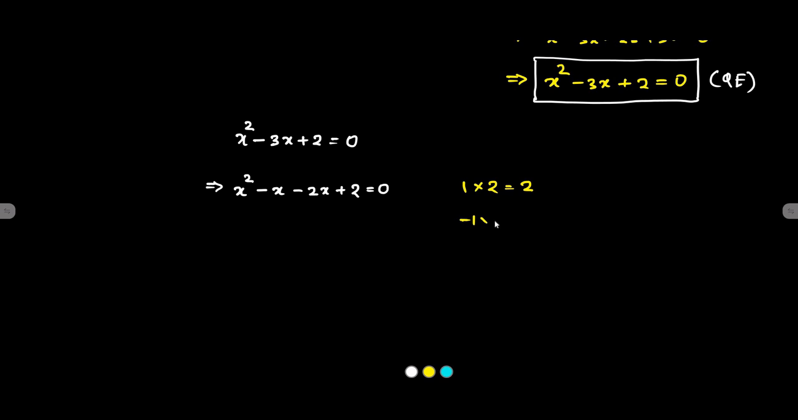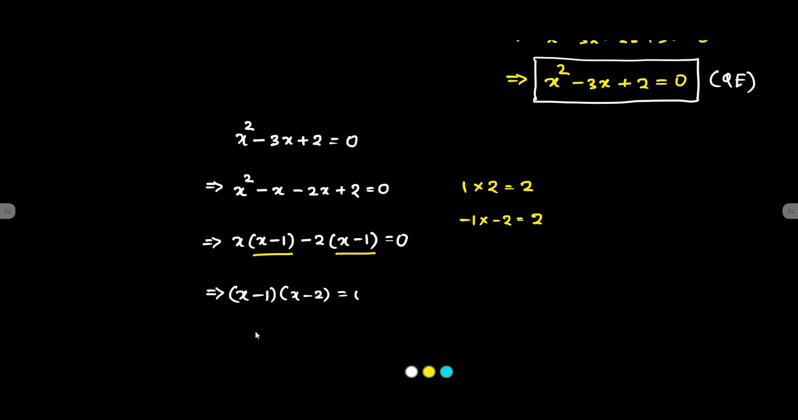Minus 1 into minus 2 is equal to 2. So that implies x into x minus 1 minus 2 into x minus 1 is equal to 0. As you can see, x minus 1 is common. That implies x minus 1 into x minus 2 is equal to 0.